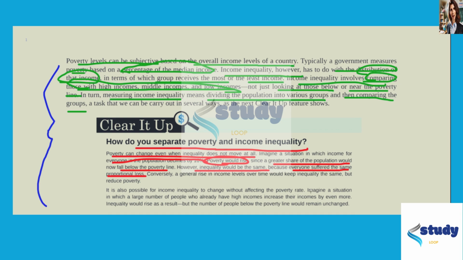Then, in another situation, it is also possible for income inequality to change without the poverty rate changing. This would happen in a situation in which a large group of people who already have high incomes increase their incomes by even more. The income inequality would rise because there'd be a greater gap between the wealthier upper quintile and the next quintile. But the number of people below the poverty line wouldn't change because the people below the poverty line aren't even in that fourth quintile or the fifth quintile. They are in the lowest quintile.